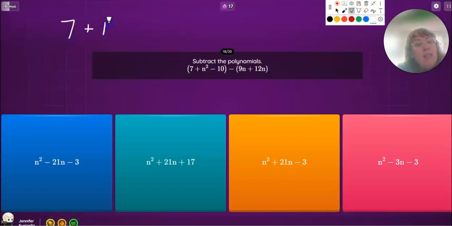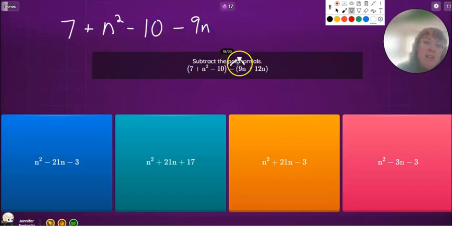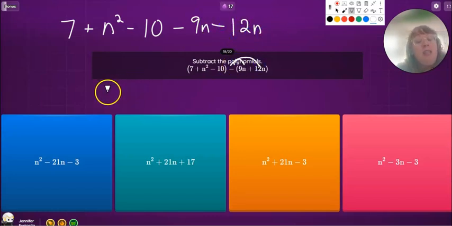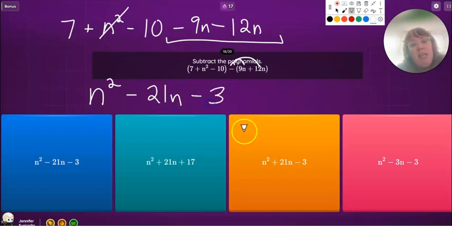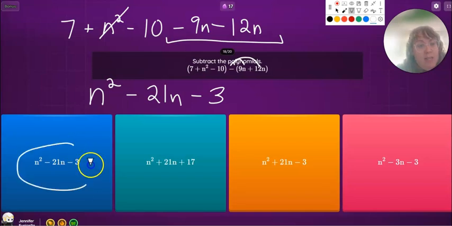7 plus n squared minus 10. And then we're going to subtract a 9n and subtract a 12n. So the only squared term we have is just that 1n squared, so we got that. Negative 9n minus 12n is a negative 21n. And then we have 7 minus 10, which is a negative 3. So we have n squared minus 21n minus 3.